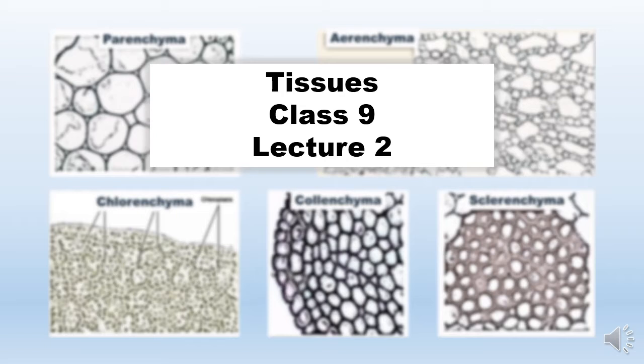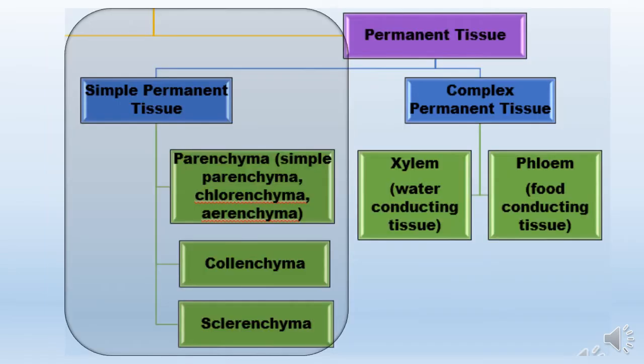So far in the plant tissue we have learnt about meristematic tissue. Meristematic tissue can divide, and those dividing cells work as the reservoir of cells so that wherever in the plant body cells are required, meristematic tissue cells can divide and provide those cells. Today we are going to talk about simple permanent tissue.